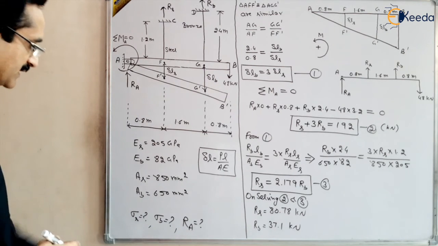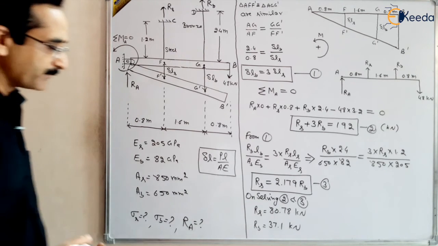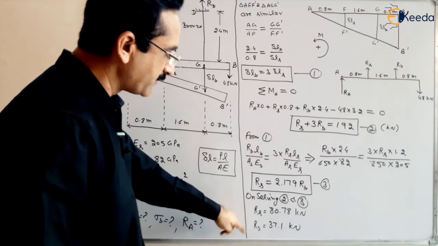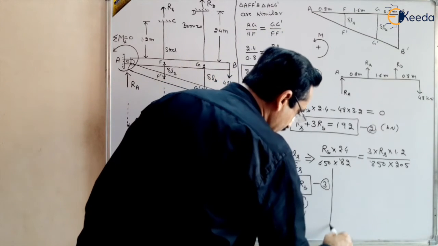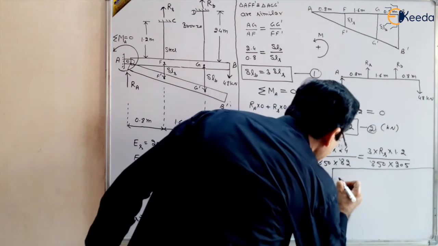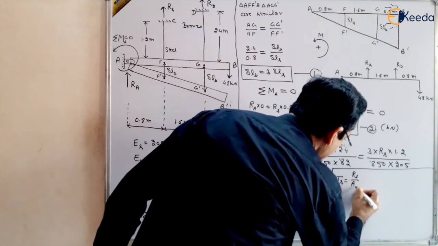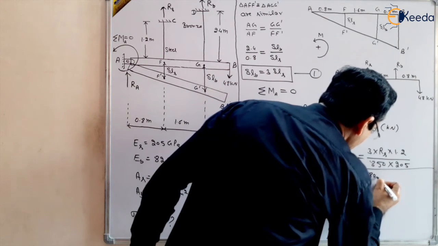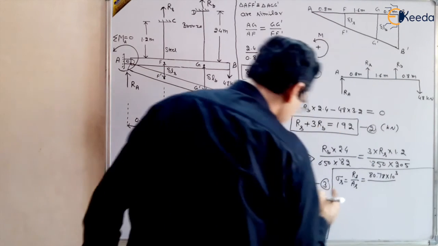How to find out the stresses in steel and bronze? You know the stress is force upon area. The forces we have calculated, the reaction in steel and the reaction in bronze, are the forces acting on steel and bronze. So by this you can find the stresses. Sigma S will be equal to RS upon area of the steel, that is 80.78 divided by area of steel.